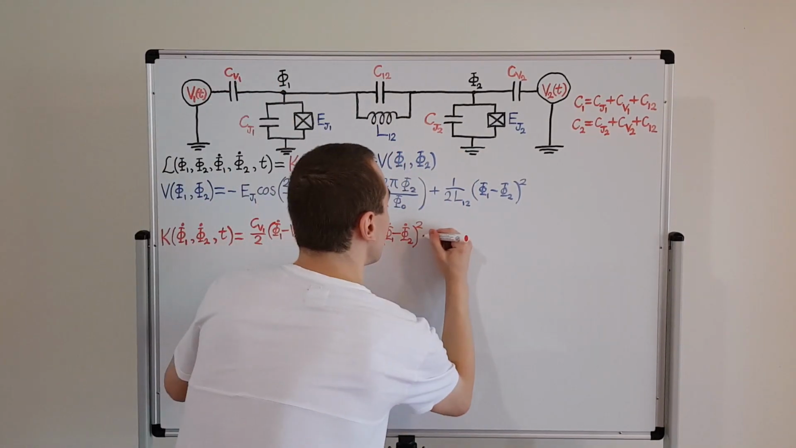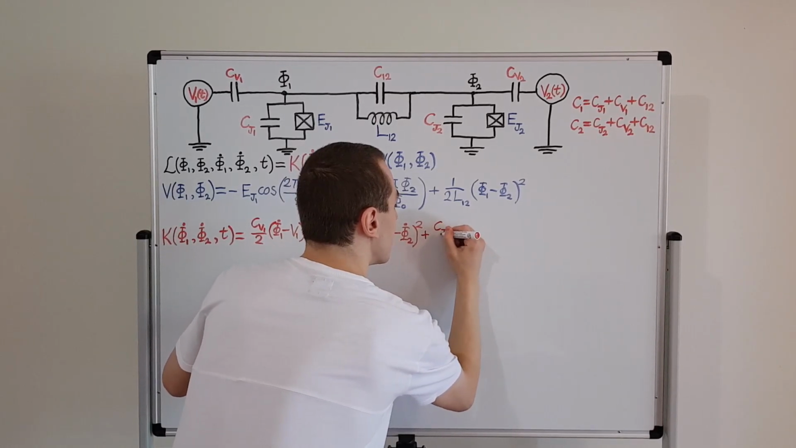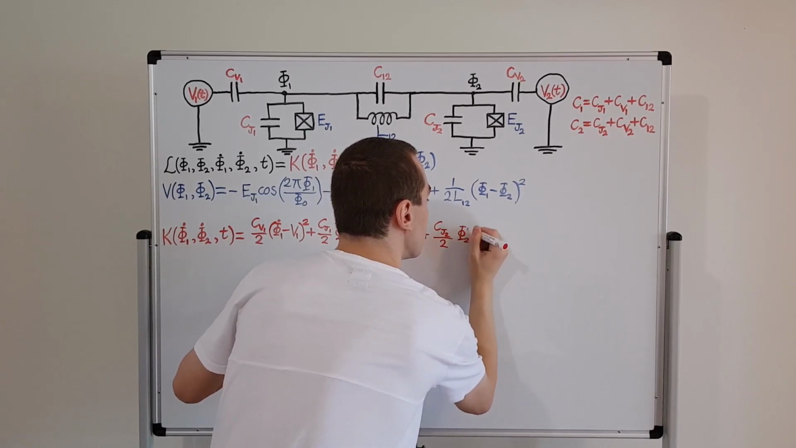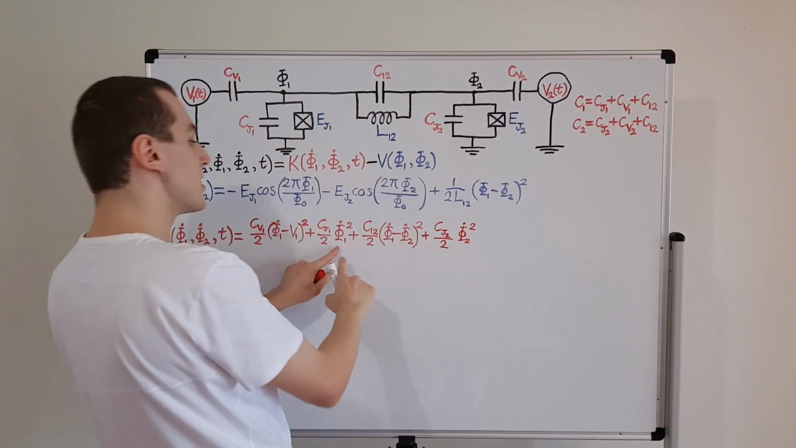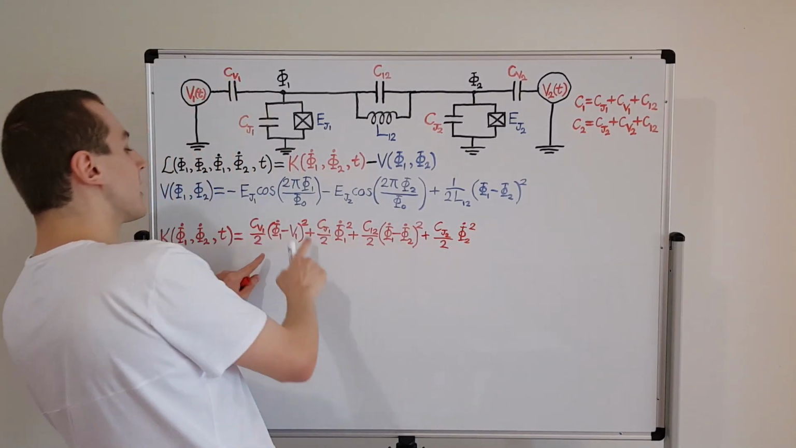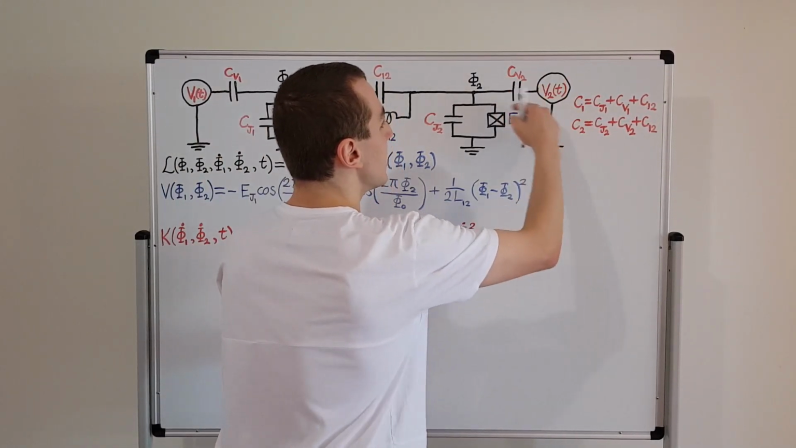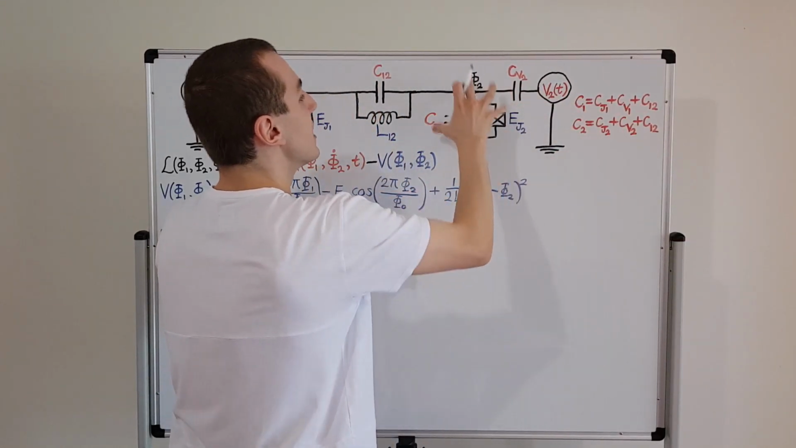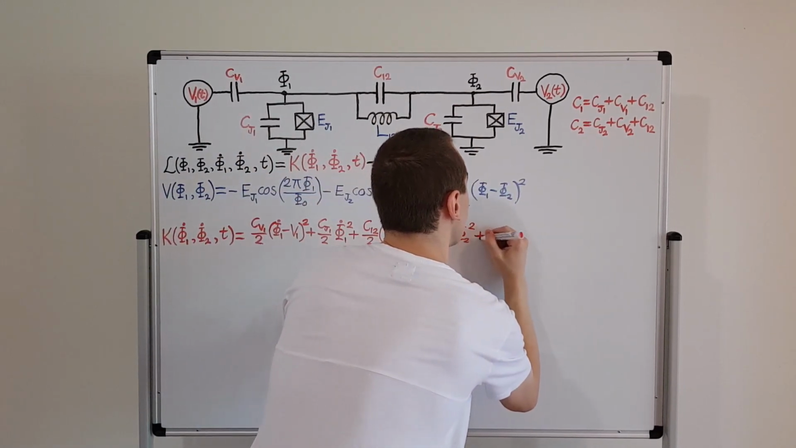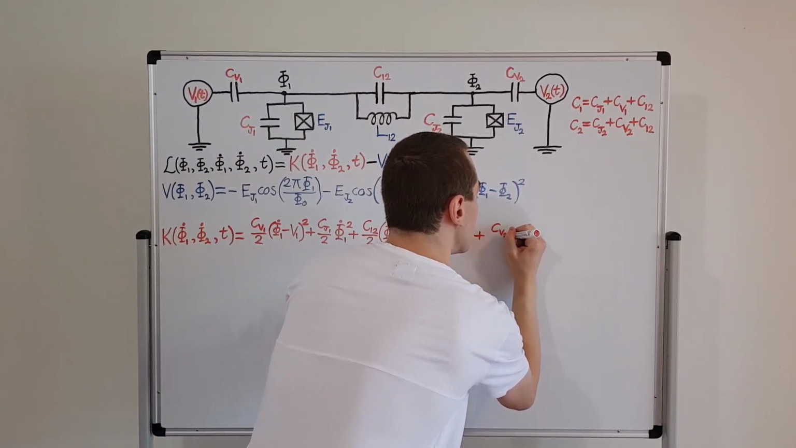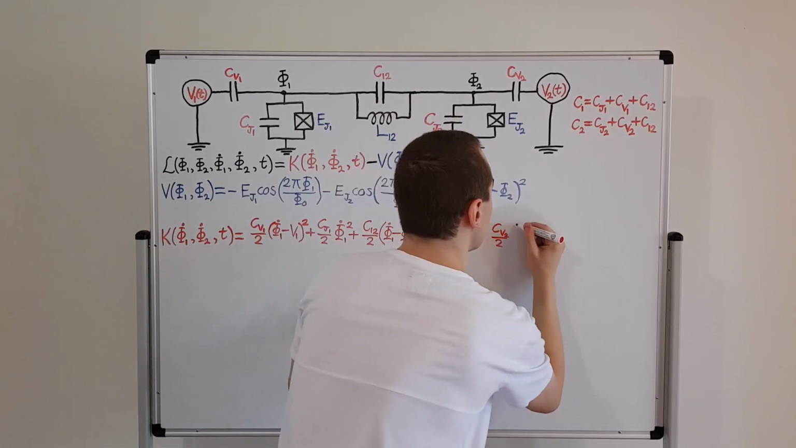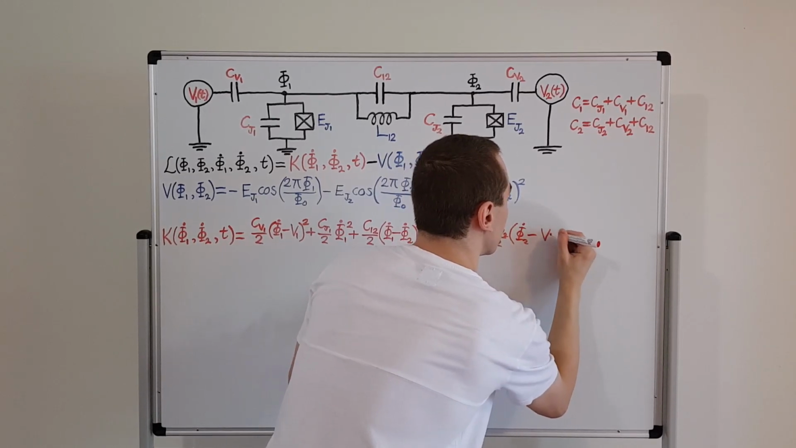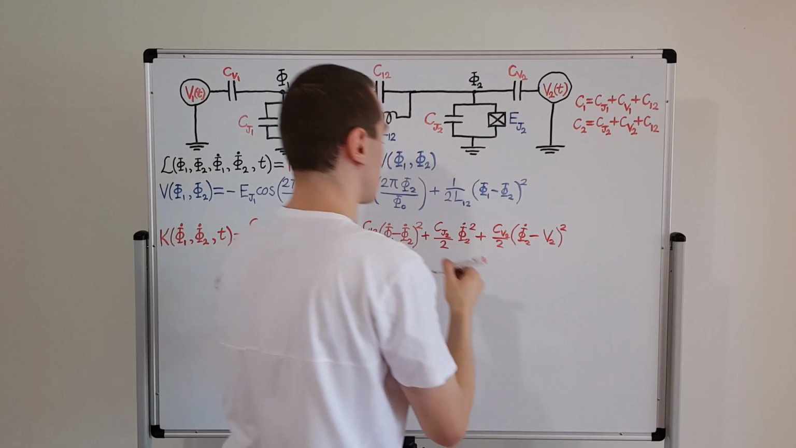That is analogous to this term. So we're going to have CJ2 on 2, and then we're going to have phi 2 dot squared, just like this term over here. And finally, we're going to have an analogous term to this, which corresponds to this coupling capacitor, which couples to the external voltage being applied to this oscillator, oscillator 2. And that's going to give us CV2 on 2. And then we're going to have phi 2 dot minus V2, and all of that is squared.